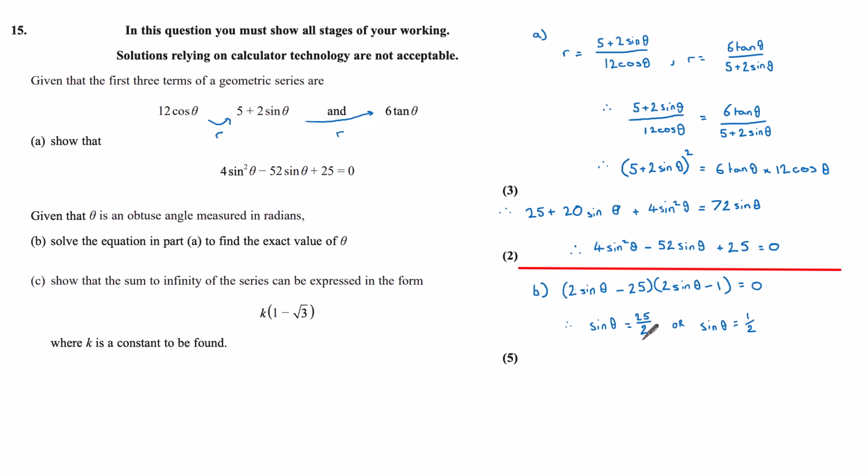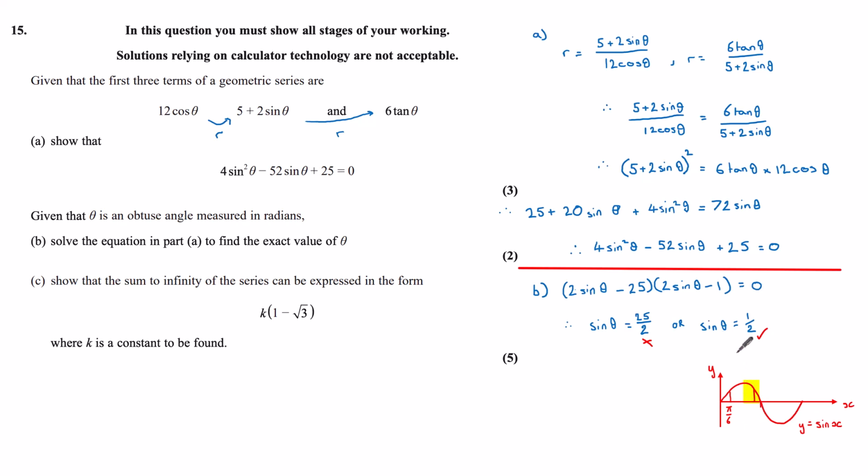Of course, we know sine theta can only take a value between minus 1 and 1, so we discount this 25 over 2, meaning the value we wish to solve is for sine theta equal to a half. Now, we are told that theta is an obtuse angle. So if we look at our sine curve, obtuse angle is between 90 and 180 degrees. So in terms of radians, that's between pi over 2 and pi radians. So this section of my sine curve.